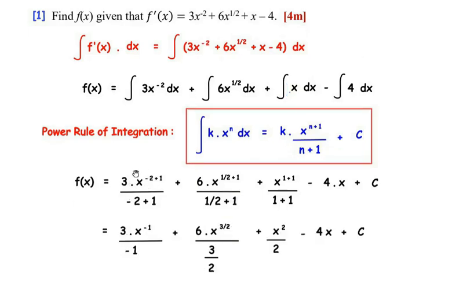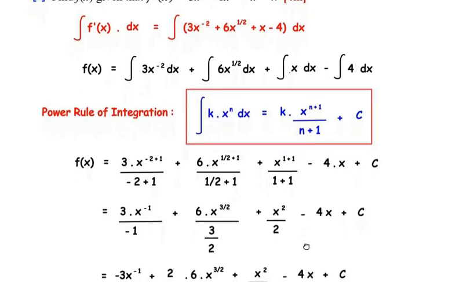So here the first term simplifies as 3 times x to the power of negative 2 plus 1 gives us negative 1 over negative 1, plus 6 times x to the power of 1 over 2 plus 1 gives us 3 over 2 over, the same thing repeats in the denominator, that is 3 over 2, plus x to the power of 1 plus 1 gives us x squared over 2, minus 4x plus c.